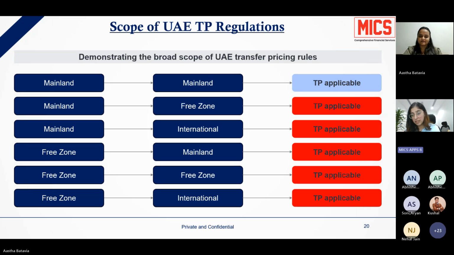Remaining all the situations, whether mainland free zone, mainland foreign, free zone mainland, free zone and free zone foreign, everywhere TP is applicable. If you are a free zone entity, you might be at a risk of losing that 0% benefit, not for 1 year, but for 5 years if you have not complied with TP. And therefore, it is very, very critical that we do comply with TP irrespective of our locations.